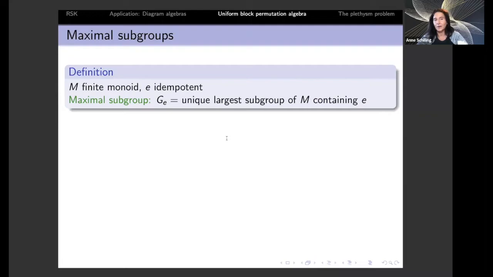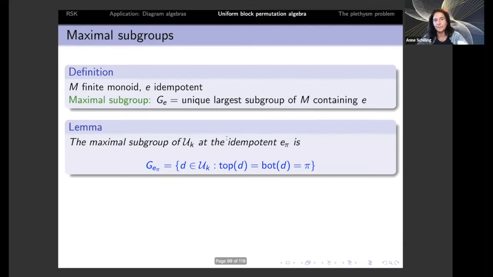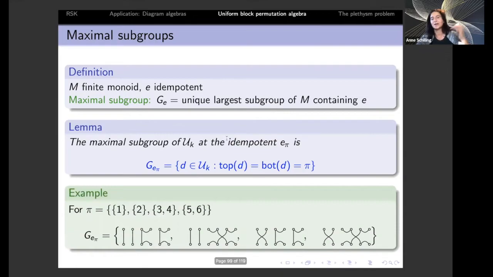And it turns out that these maximal subgroups are indexed by idempotents. And in this particular example, the subgroups are precisely those where the top and the bottom form the same set partition. So here's an example. Here I have now a set partition, again, of the numbers just from 1 up to 6, no barred letters, right? So just of the numbers from 1 up to k. So 1 and 2 are in separate blocks, 3, 4 are in a block, and 5, 6 are in a block.